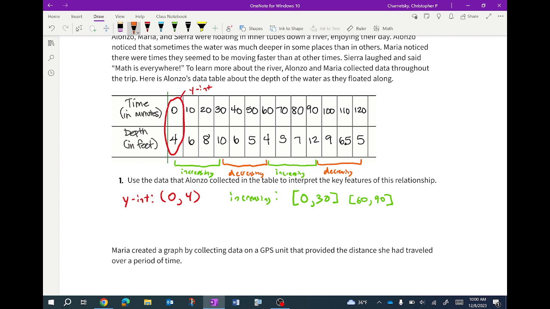We are decreasing between 30 minutes and 60 minutes. That's our first decreasing interval. And also between 90 minutes and 120 minutes.